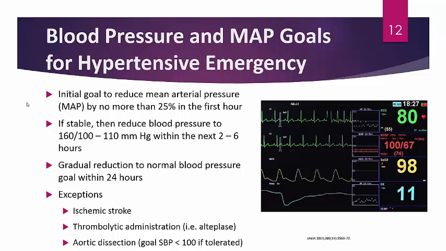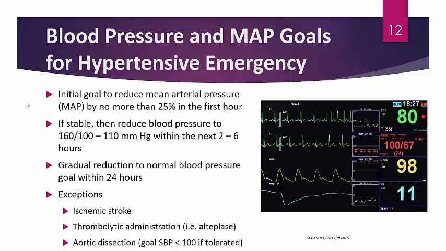Some exceptions to the rules of blood pressure goals and MAP goals for hypertensive emergency include ischemic stroke, because patients with ischemic stroke will actually want to keep their blood pressure a little bit higher to maintain cerebral perfusion. Patients who also have thrombolytic administration, such as alteplase, will have their own specific requirements regarding blood pressure, as they will need to be kept under a certain blood pressure amount to minimize the risk of bleeding as a result of thrombolytic administration.